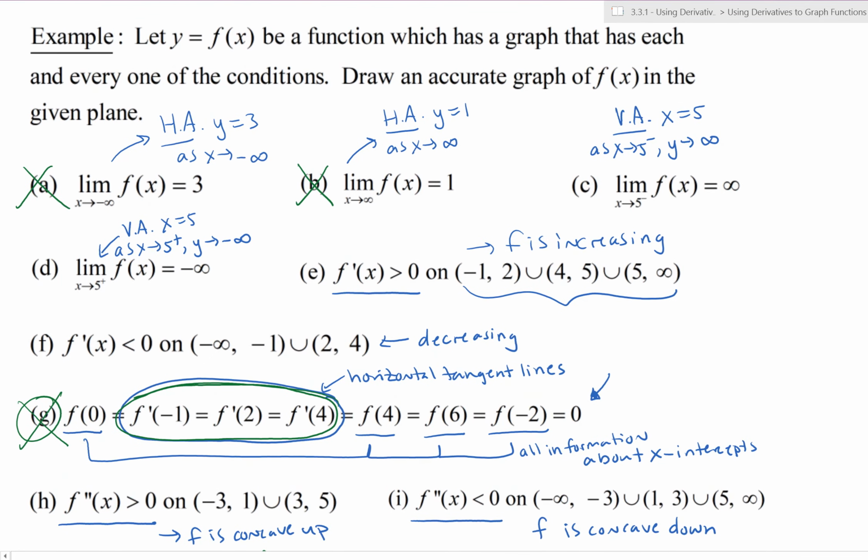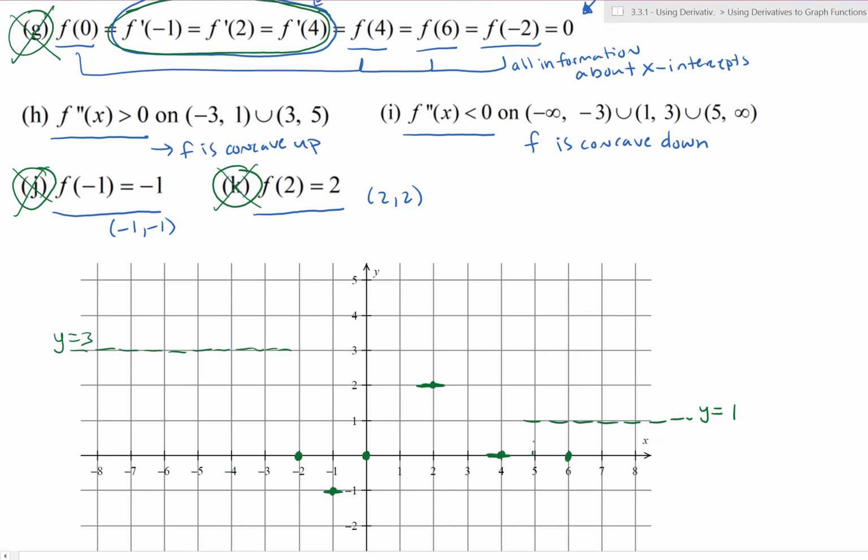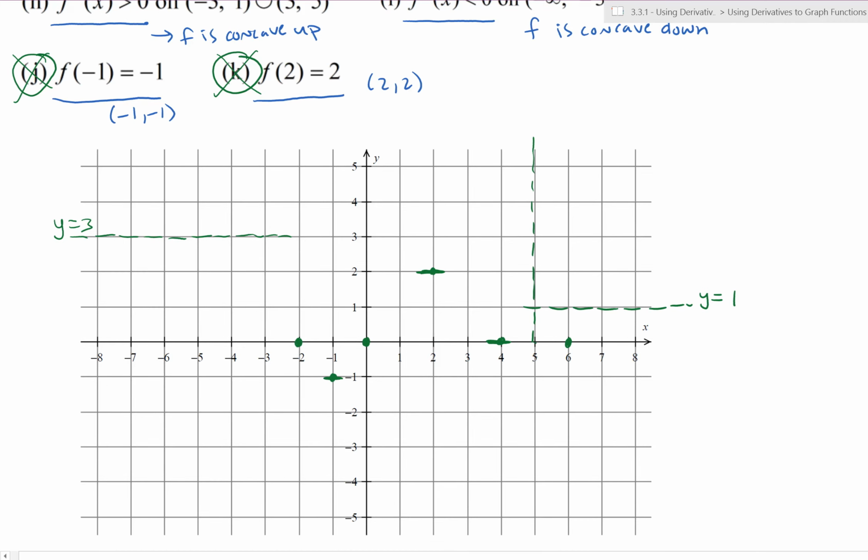In parts C and D is the behavior of the vertical asymptote at the location of x is equal to 5. So we know there's a location here, x is 5, for which we're going to have a vertical asymptote, right? So I'm going to go ahead and just draw that in, that vertical asymptote, and might as well just label it while we're at it, right? The more labels, the better, more information.